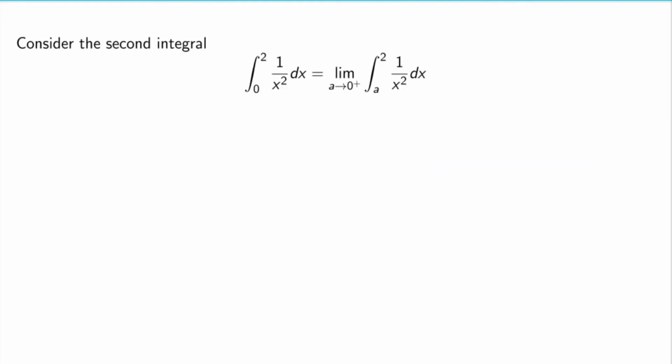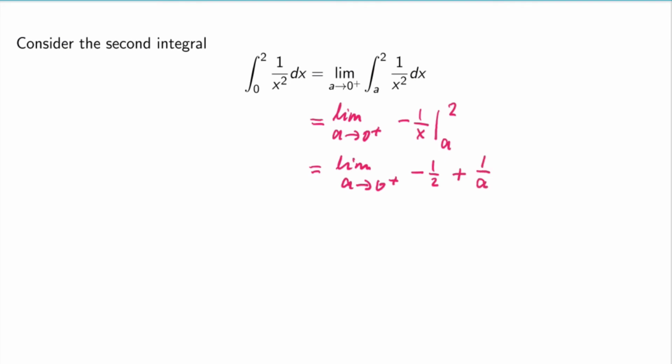Let's compute the second integral on the previous page. Taking the limit allows us to use a definite integration. So I keep the limit, a goes to 0 from the right. And now the antiderivative of 1 over x squared is -1 over x, evaluated between a and 2. So we can do that quickly. Limit a goes to 0 from the right, sub in the 2, then we get -1/2, and then minus becomes plus 1 over a.